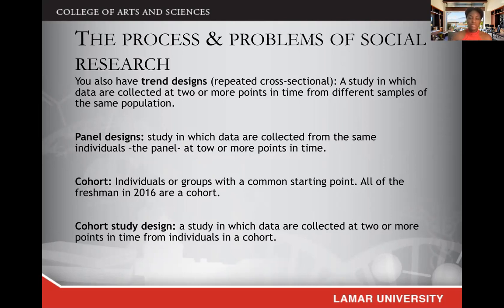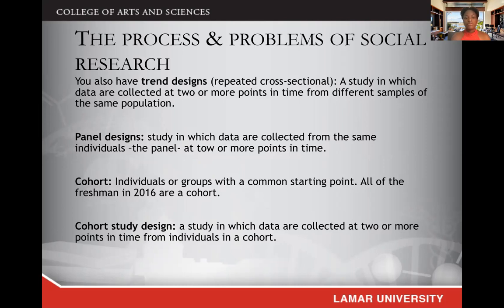So you go and you look at that at different points in time, and you can get a trend. Panel designs are studies in which data are collected from the same individual, so the panel, at 2 or more points in time. A cohort is individuals or a group with a common starting point.